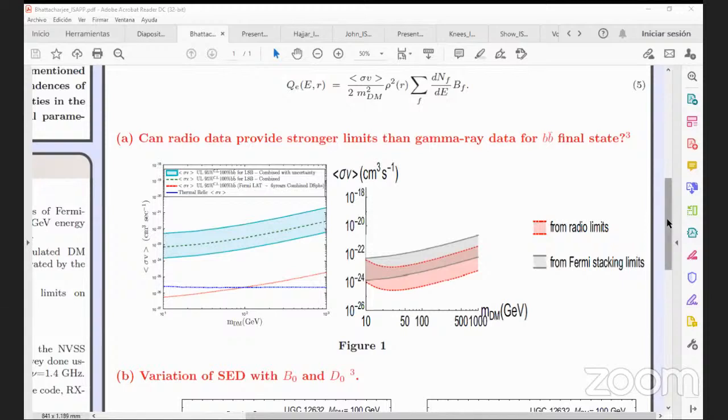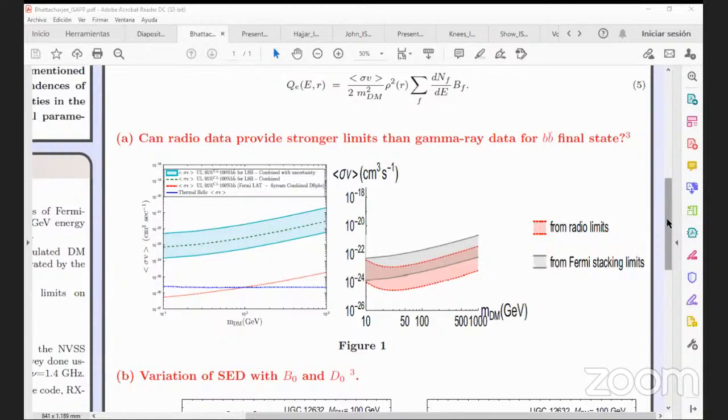We have also tried to predict the possible cross section times velocity limits that we can expect from the radio data, and also make a comparison between the radio and gamma ray. From our study, we have shown that because of the large uncertainty associated with both data, we could not say that radio could provide a better limit compared to the gamma ray, but from the overlapping region, we can see that radio could have a chance to provide a better limit compared to the gamma ray.